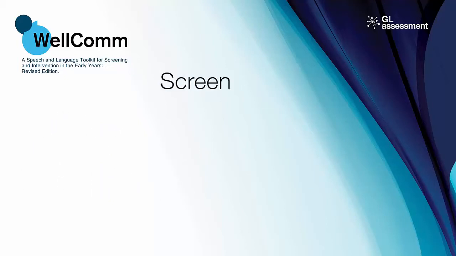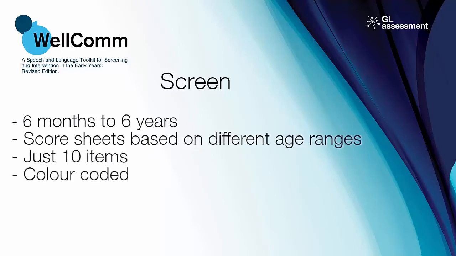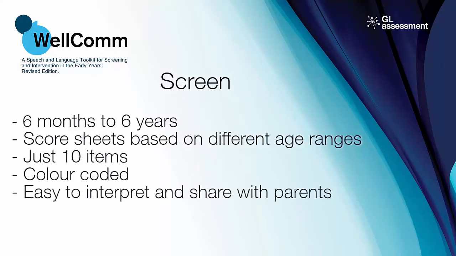The WellComm screening tool can be used with children from 6 months to 6 years. The toolkit includes 9 score sheets based on the different age ranges. The score sheets are colour-coded to help practitioners match up all the different parts of the toolkit. The activities can also be photocopied so you can share them with parents.